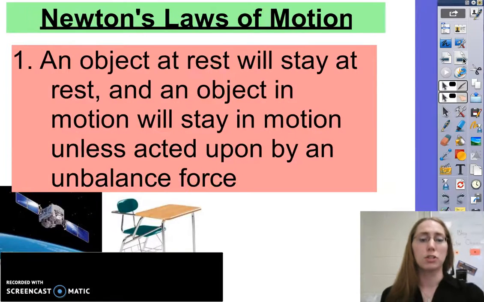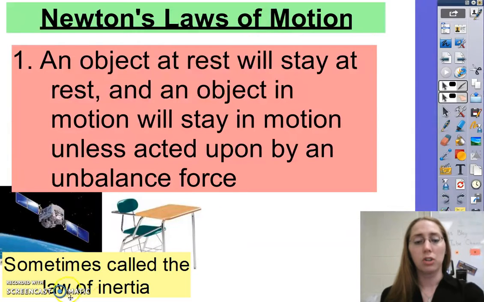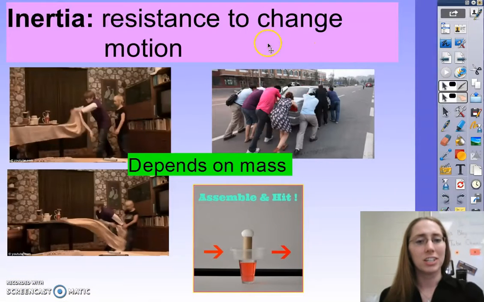The first law of motion is an object at rest will stay at rest, and an object in motion will stay in motion unless acted upon by an unbalanced force. So if something's moving, it's going to keep moving, and if something's still, it's going to stay still until another force acts upon it. This is also sometimes called the law of inertia. You might remember that word from the beginning of all the Bill Nye videos. Inertia is simply the resistance to change of motion.